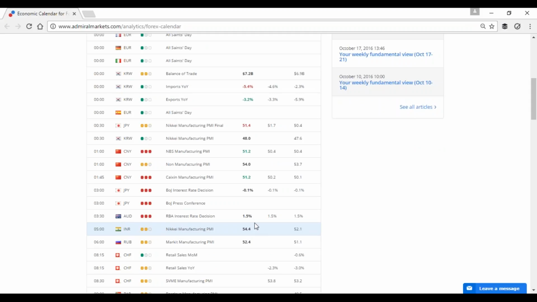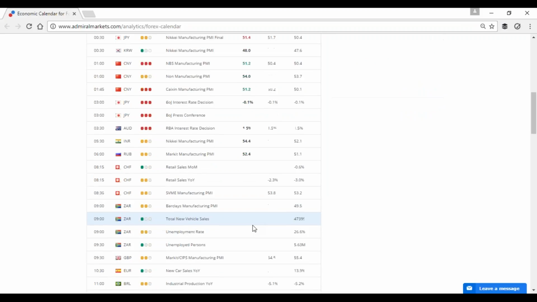We had the Aussie interest rate at 1.5%. It stayed at that as expected. We had some PMI from China that came in slightly positive, as you can see. So that's interesting, giving maybe a further boost to the Aussie here. But the Bank of Japan interest rate decision as well, coming in at minus 0.1%.